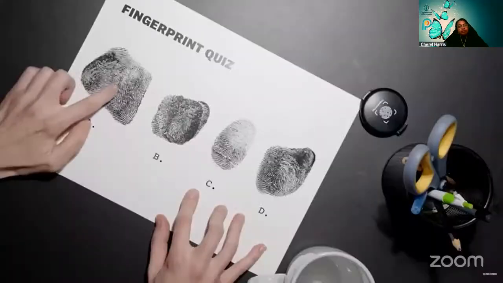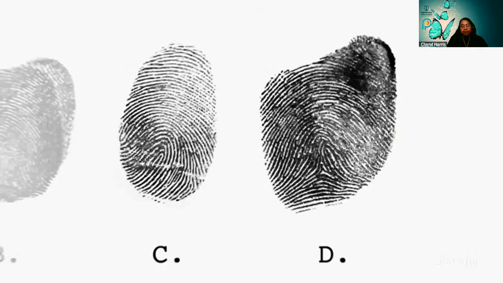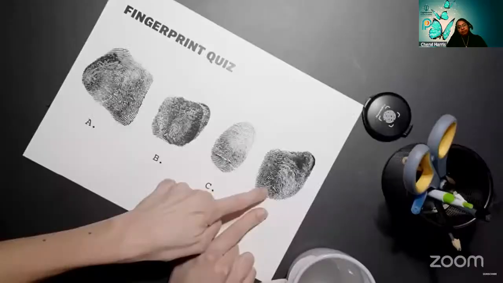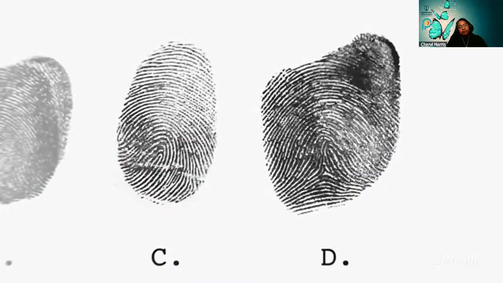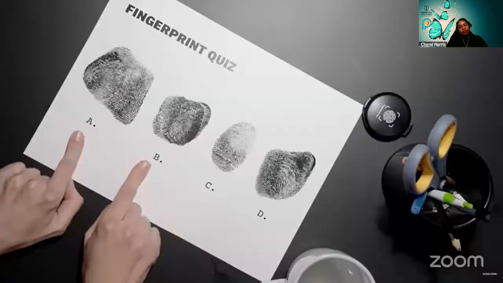So I think A and B. That's my first guess, and that's just because I see this little swirl coming up. And these two just look so different because you have this little hump down here. I think I still want to say A and B are the same.